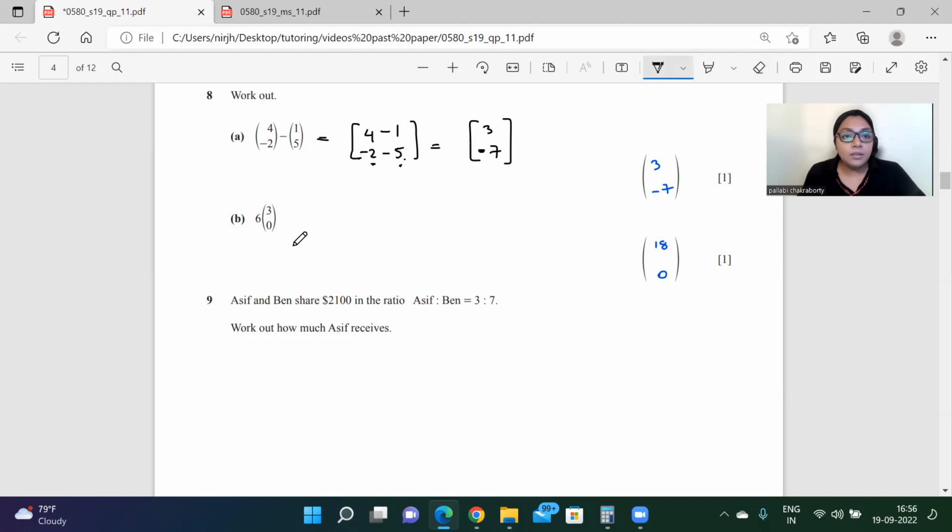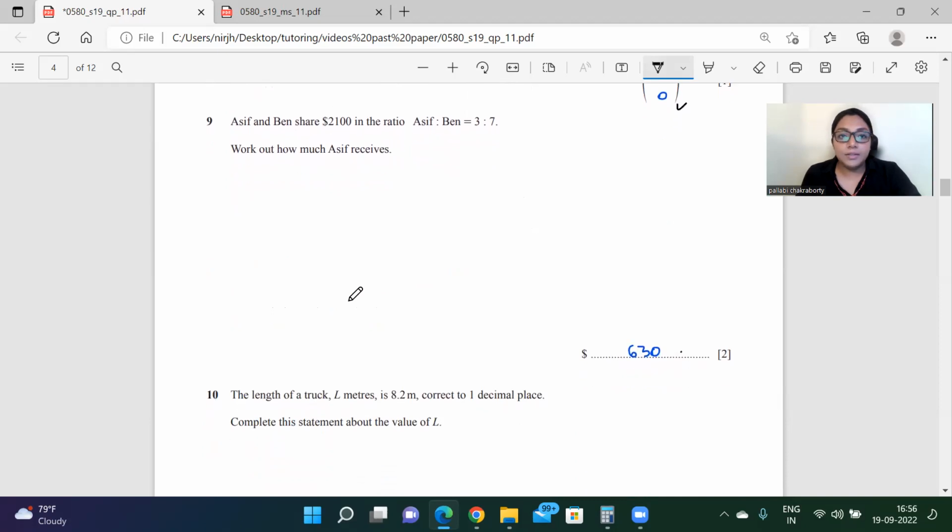Okay, moving on. The next one says 6 times 3, 0. So when it is multiplication, you individually multiply 6 with 3, and 6 times 0 as well. So your matrix becomes 18 and 0. And that's your answer. Okay, let's move ahead to the next question.